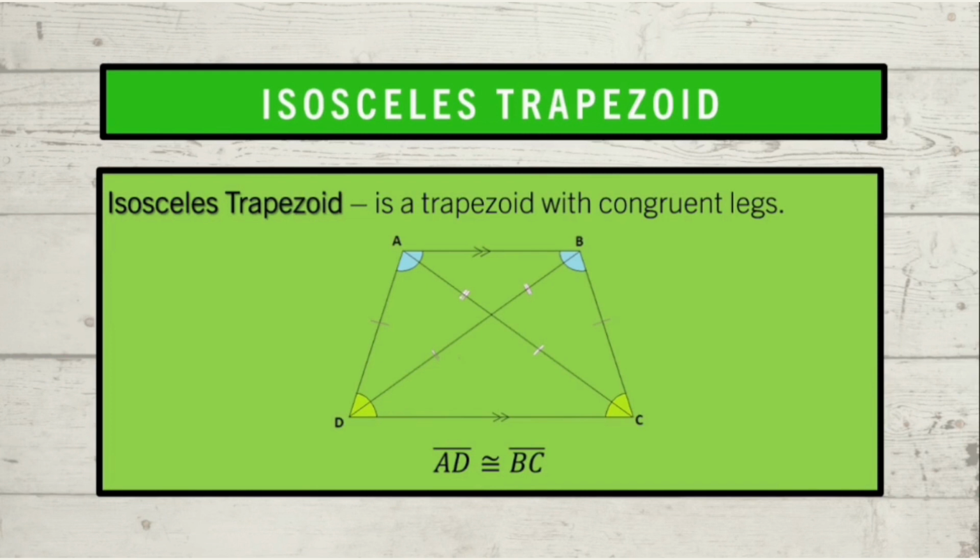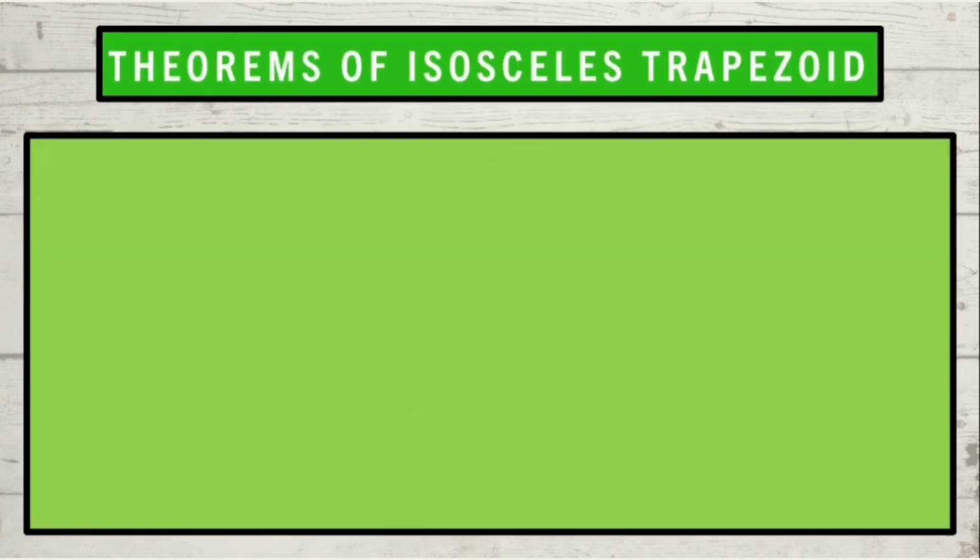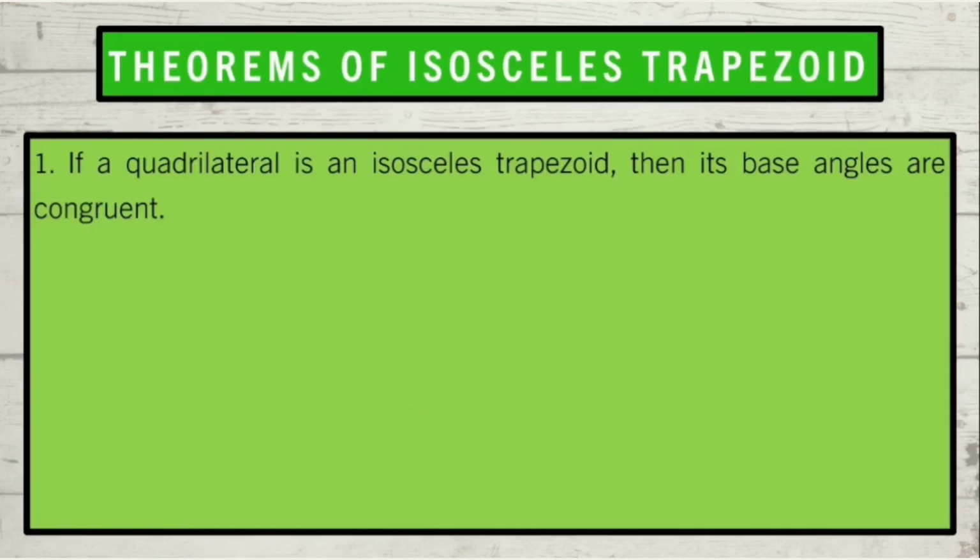Now, we are ready to face the challenge to know the theorems of a trapezoid. Come on, let us travel to the world of trapezoids. Let us look at the first theorem of an isosceles trapezoid. The first theorem states that if a quadrilateral is an isosceles trapezoid, then its base angles are congruent.